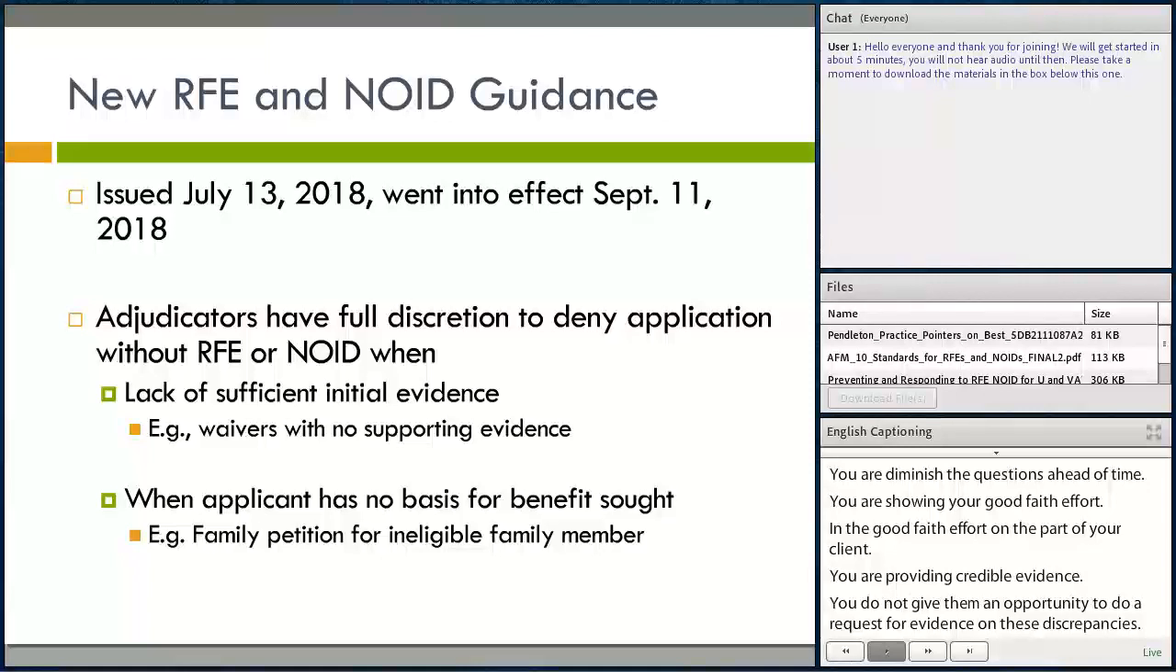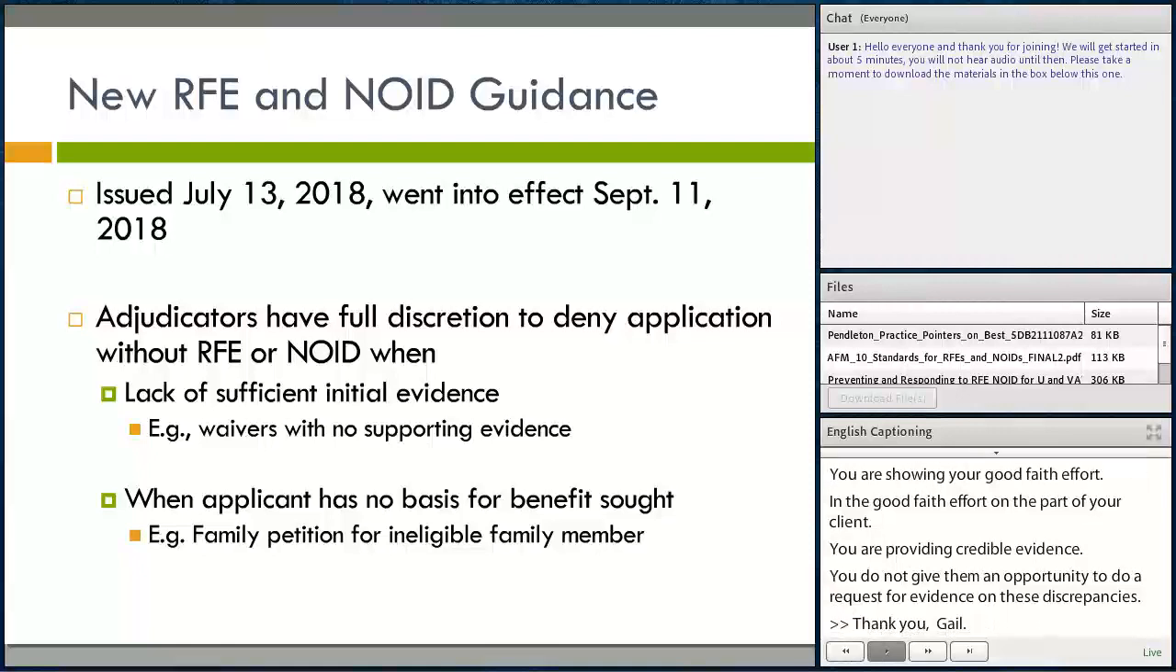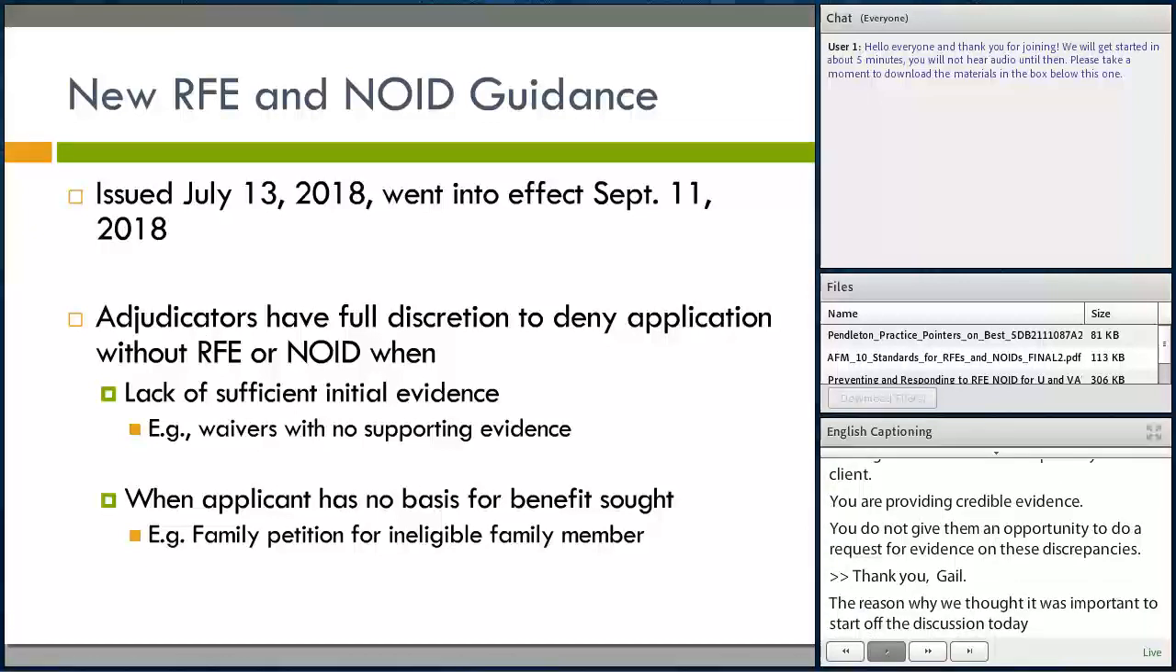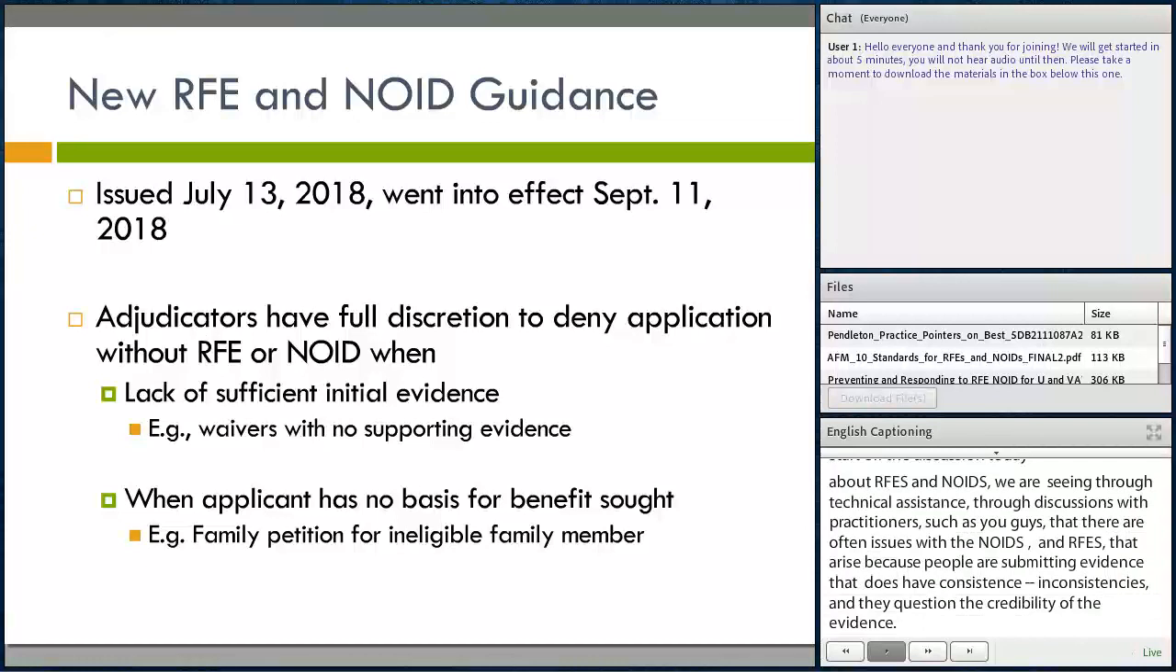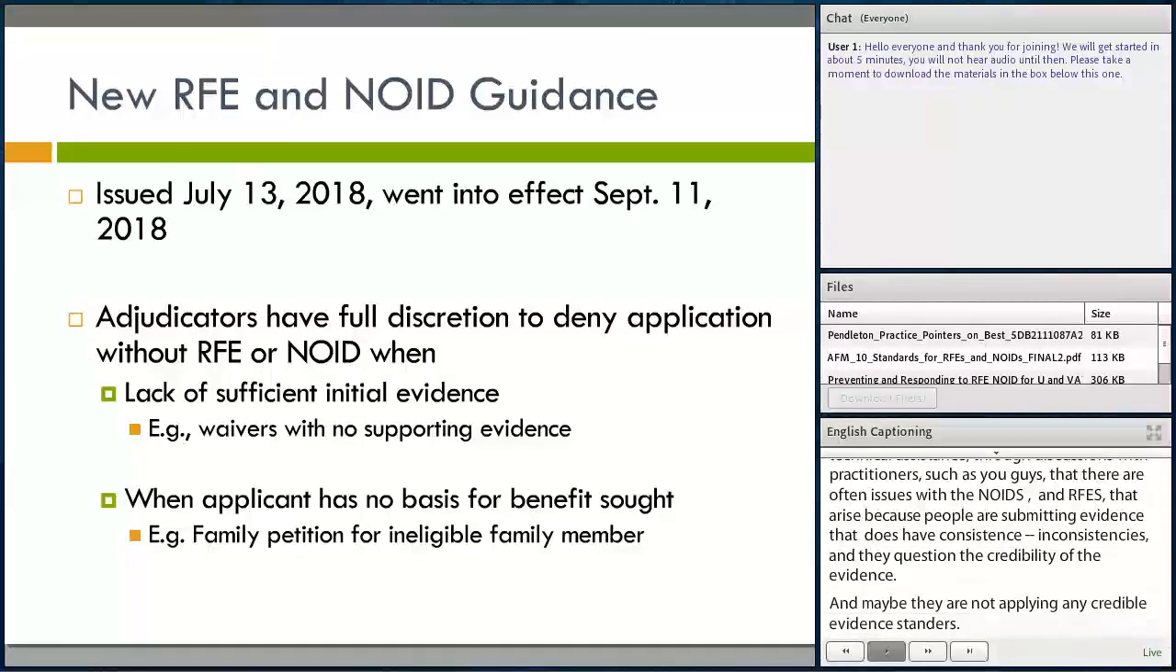So the reason why we thought it was really important to start off our discussion today about RFEs and NOIDs with some discussion of the any credible evidence standard is because we're seeing through technical assistance, through discussions with practitioners such as you guys, that there are often issues in RFEs and NOIDs that are arising because either people are submitting evidence that does have inconsistencies and USCIS is questioning the credibility of that evidence, or where USCIS is not properly applying the any credible evidence standard. So this is one of the most common issues that we see through technical assistance requests, and we're going to be talking a little later on about some of the other common issues that we see in the U and VAWA context.